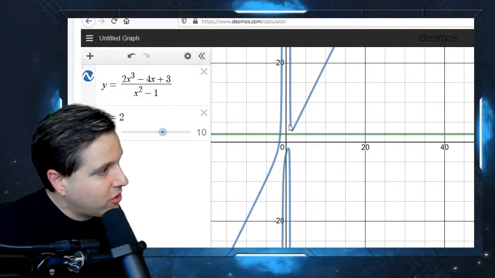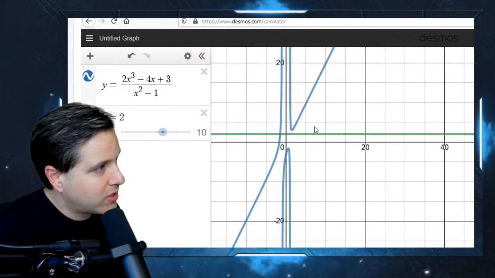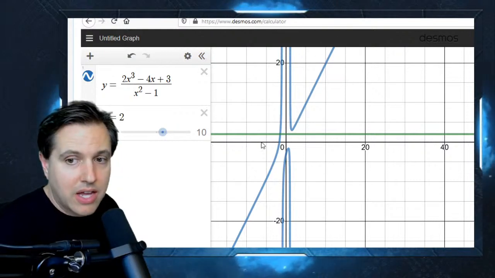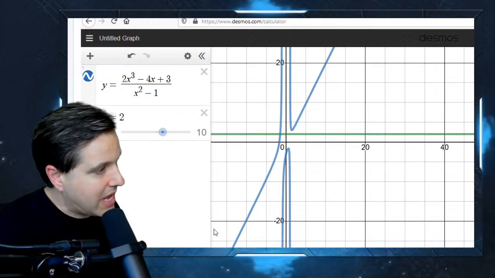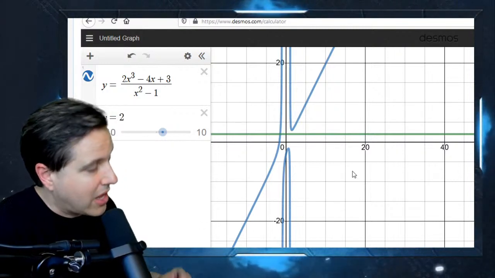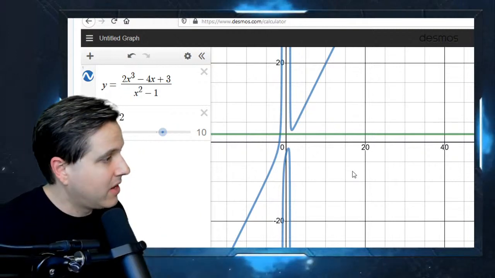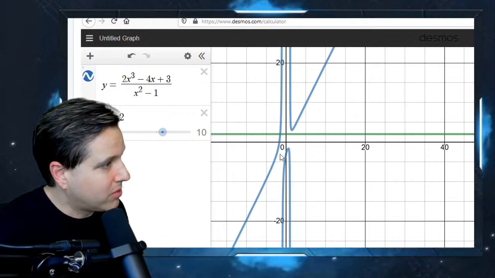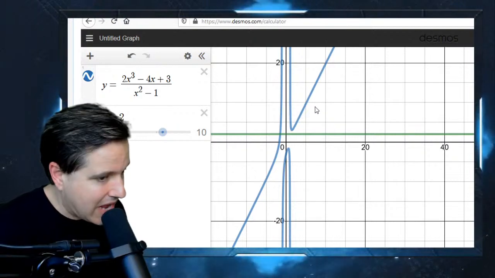Our end behavior is that the ends on this side, we're shooting up towards infinity. And on this end, we're shooting down towards negative infinity. So in this case, we wouldn't have a horizontal asymptote at all. You may recognize there actually is an oblique asymptote here, or a slant asymptote.